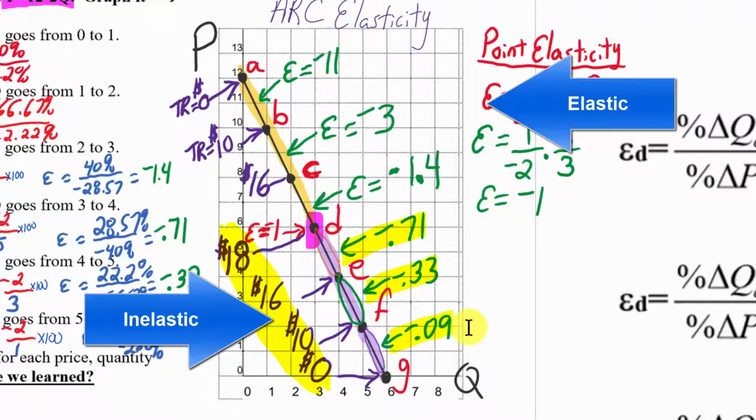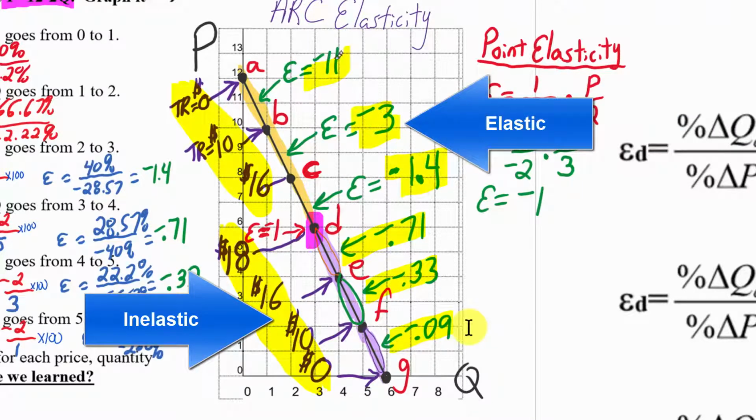But if you raise your price and your total revenue goes down, that's what happens up here. We are elastic. That means if you raise your price and your total revenue goes down, the demand for your product is elastic. It means that when you raise your price, the quantity is dropping faster. The percent change in quantity is larger than the percent change in price. And that means that demand is elastic.